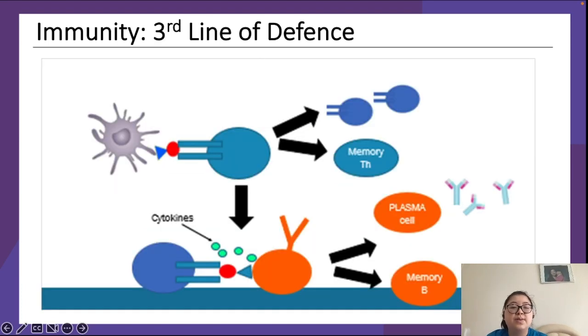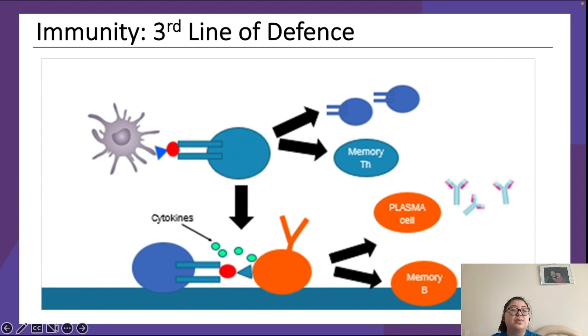Cool. So in terms of our third line of defense, we have the B response and the T response, right? So the T response is focused normally on things which are intracellular. So if we have bugs inside cells, that's what the cytotoxic T cell response focuses on, compared to the humoral response, or the things that involve the B cells. That more focuses on things which are extracellular, things that we can attach to, right?